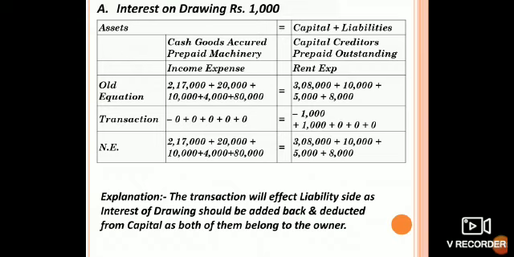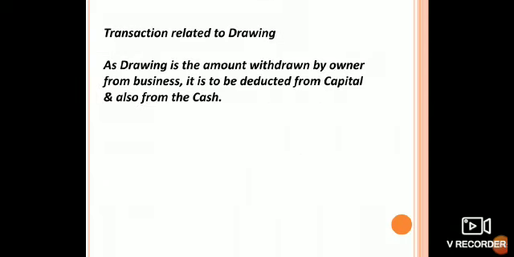Here the old equation is 2,17,000 plus 20,000 plus 10,000 plus 4,000 plus 80,000 under asset side, and 3,08,000 plus 10,000 plus 5,000 plus 8,000 under liability side. And this interest on drawing should be added and deducted from the capital. So 1000 rupees added and subtracted from capital. So there is no change in the new equation. The transaction will affect liability side, as interest on drawing should be added back and deducted from capital, as both of them belong to the owner.